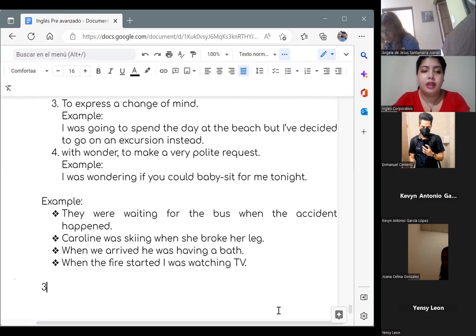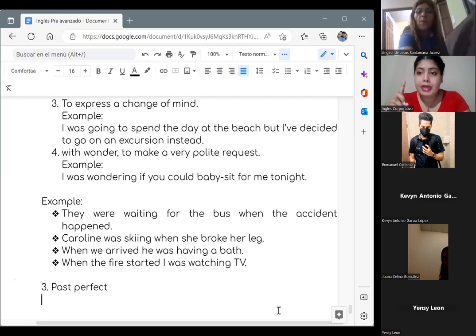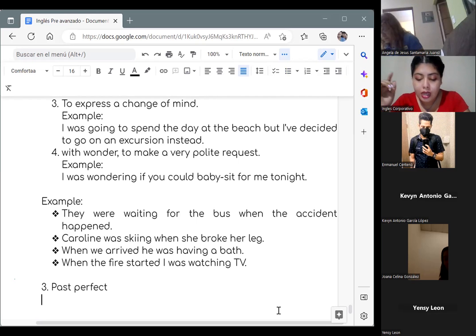So number three, past perfect. The past perfect tense in English is composed of two parts. Again, we are going to have two different parts. We are going to have the past tense of the verb to have, that in this case is had, plus the past participle of the main verb. So we are going to use had and the past participle of the main verb.